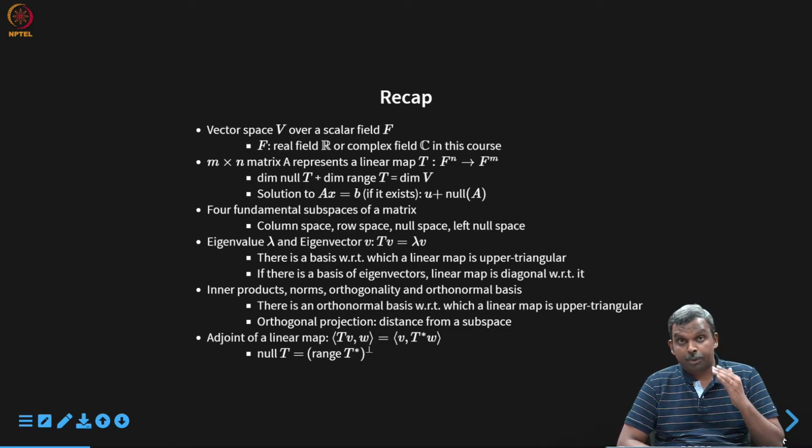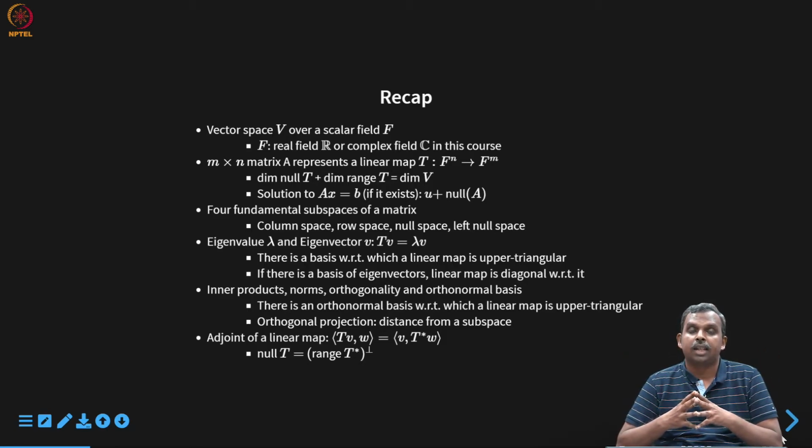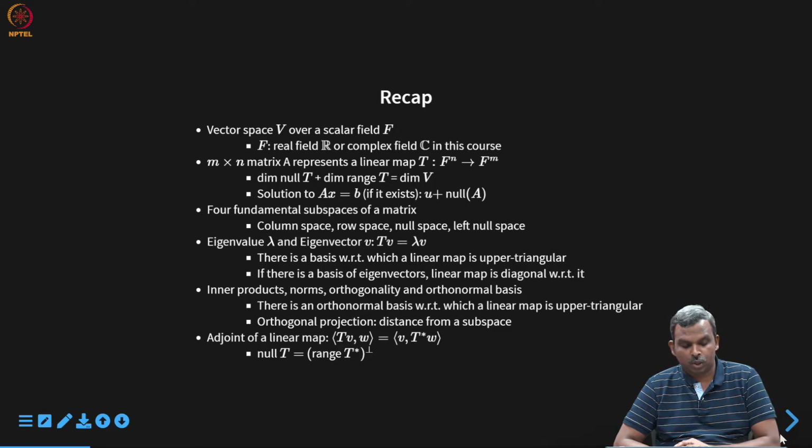And then we looked at inner product spaces, and we saw that inner product spaces bring in the notion of orthogonality, and that helps us solve non-trivial problems like distance from a subspace. And also we saw that there is an orthonormal basis with respect to which any linear map is upper triangular. So these are some nice results we saw.